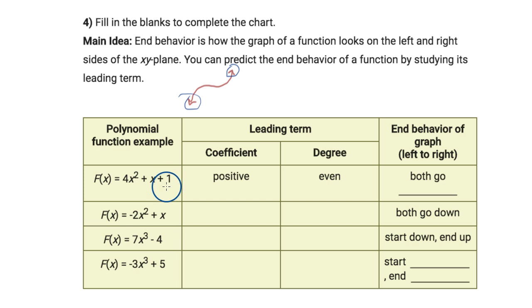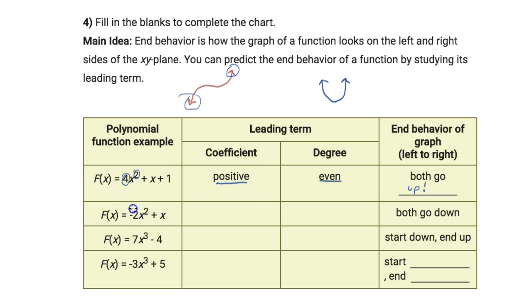plus x plus 1, we notice that our leading coefficient of 4 is positive. Our degree, or highest exponent, is an even number. 2 is even. Which means that our end behavior should both go upwards. If we take a look at this function, it should look like this, a U, or a parabola, with both ends going up. Let's take a look at our second function here.